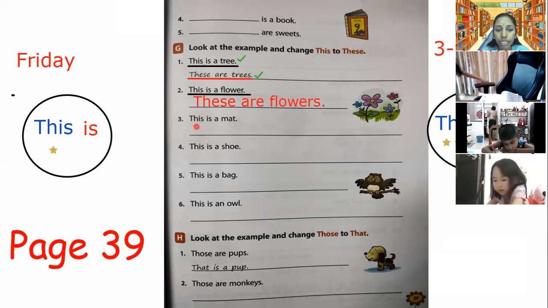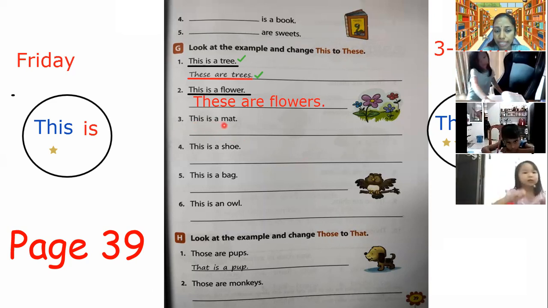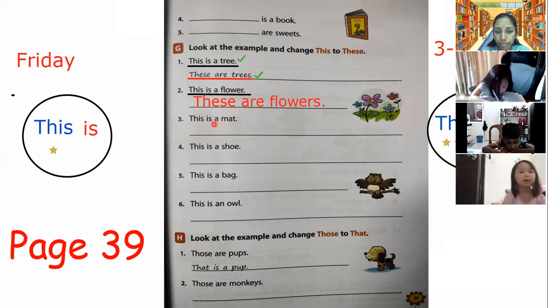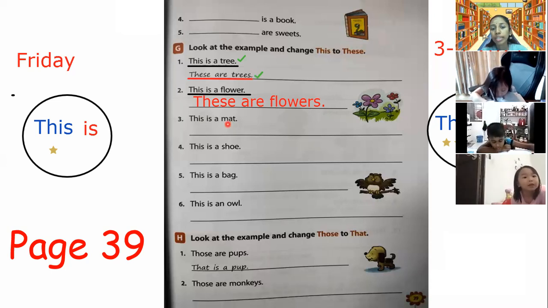Okay, so we shall try number 3 now. Number 3, let's read the singular noun together. Everybody say with teacher. This is a mat. This is a mat. Very good. So the sentence here is in singular noun because you can see the word this, is, and also mat. That means it only shows that there is only one mat. So now we are going to make it into a plural noun.